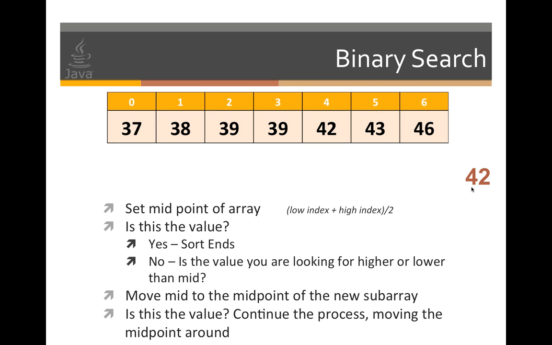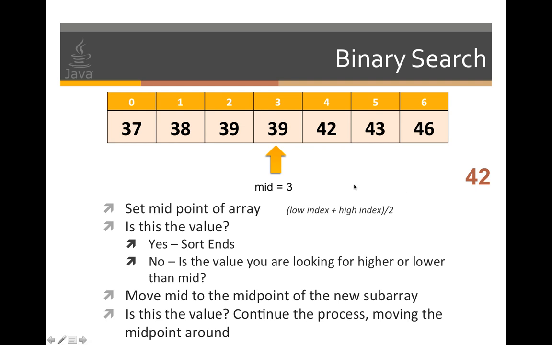So we're going to calculate where the middle of the array is. Basically, we take the lowest index and add it to the highest index. So 0 plus 6 is 6, divide by 2, and this will find me the midpoint. So you add the left end and the right end of the search area, and divide by 2 to get to the midpoint.